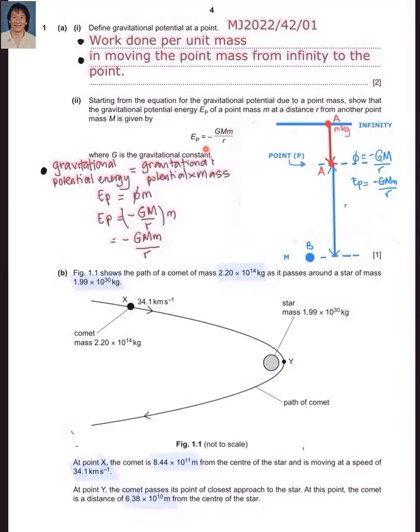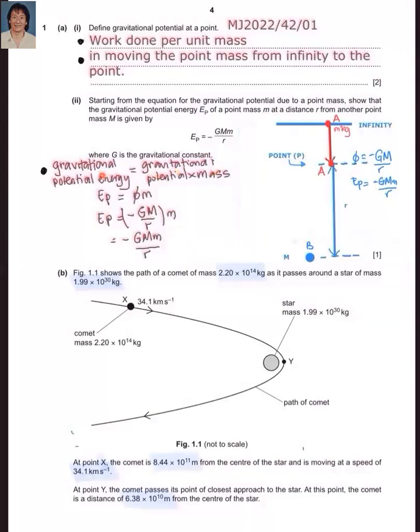In order to answer this question, you need to know a few things. Number 1, you need to know why gravitational potential and gravitational potential energy have negative values. Number 2, you need to know the relationship between gravitational potential and gravitational potential energy. The relationship is given by this equation here.